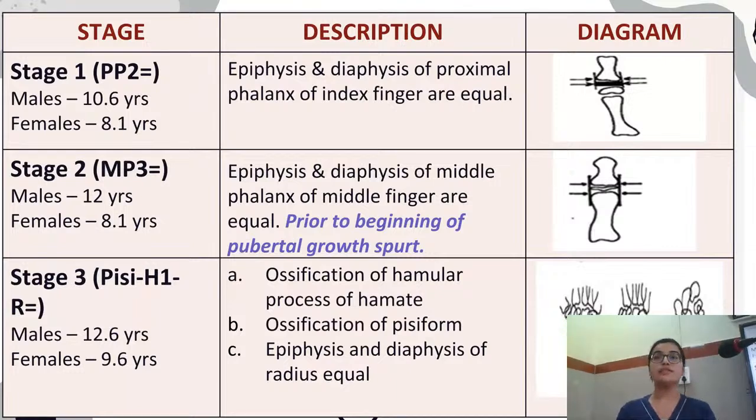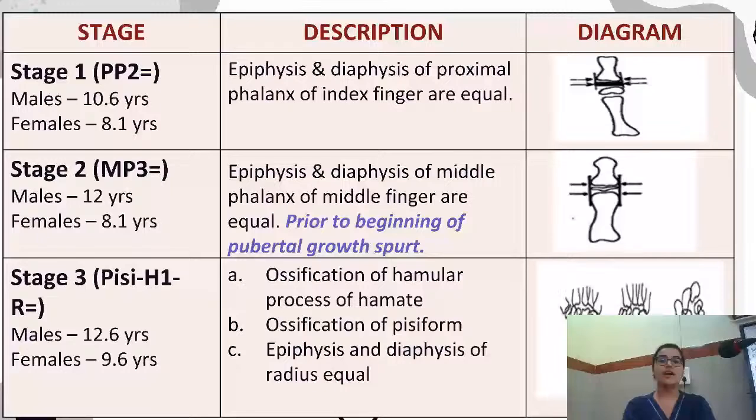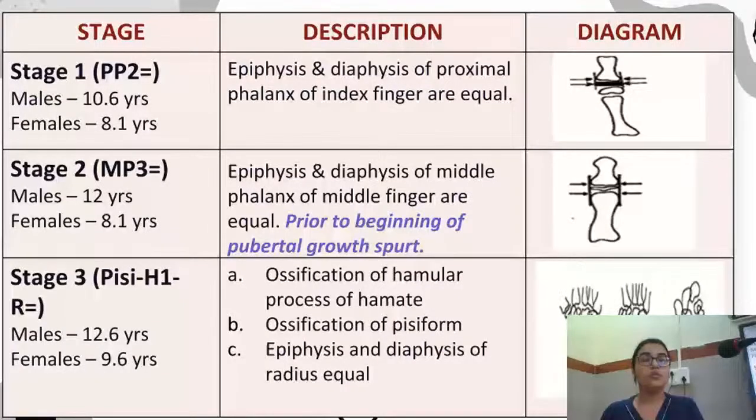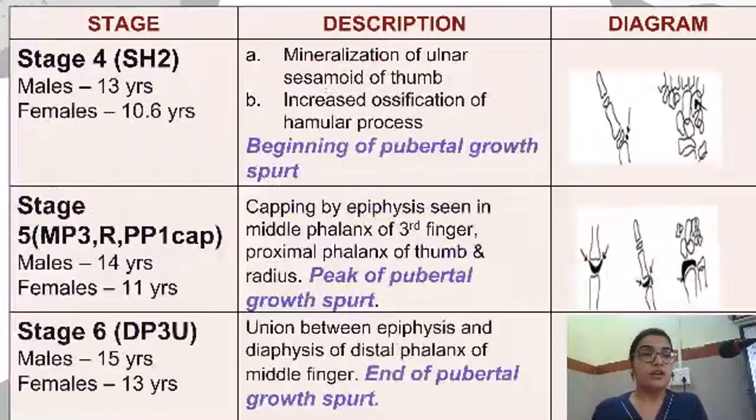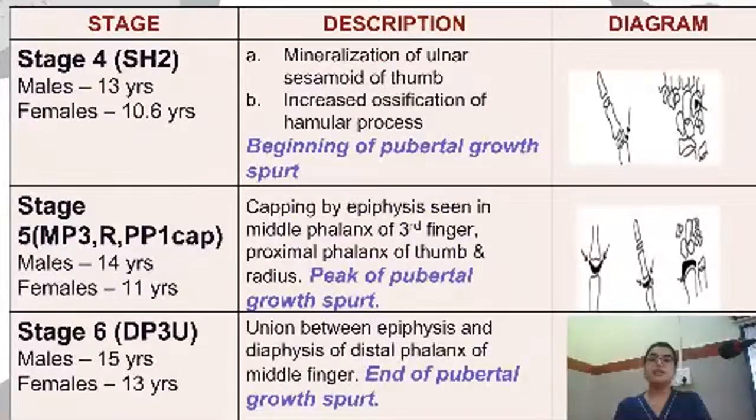In stage 2, the epiphysis and diaphysis of the middle phalanx of the middle finger are of equal width, which is before the pubertal growth spurt. It occurs at the age of 12 years. In stage 3, ossification of the hamular process of the hamate occurs, ossification of the pisiform, and the epiphysis and diaphysis of the radius are equal. Then stage 4, mineralization of the ulnar sesamoid of the thumb and increased ossification of the hamular process.